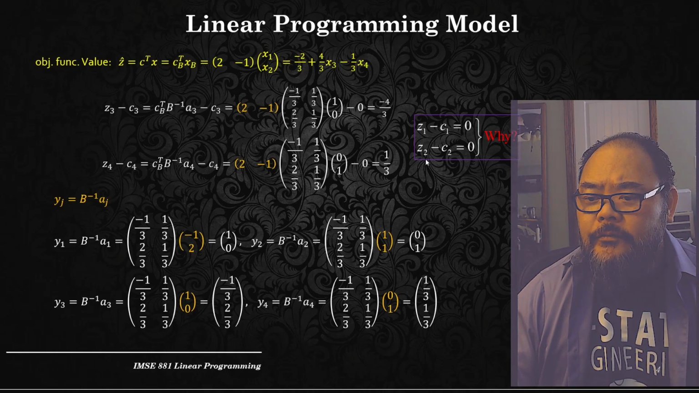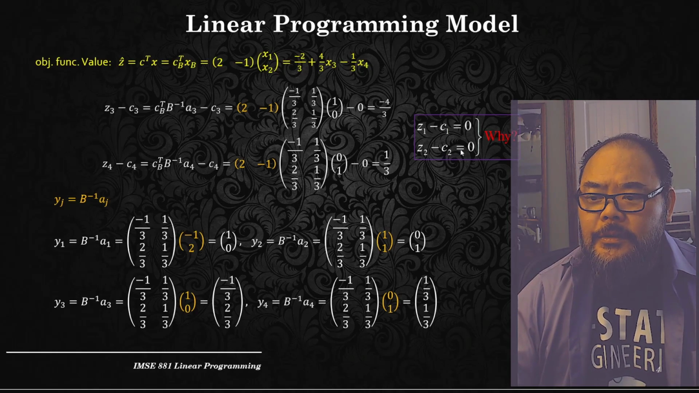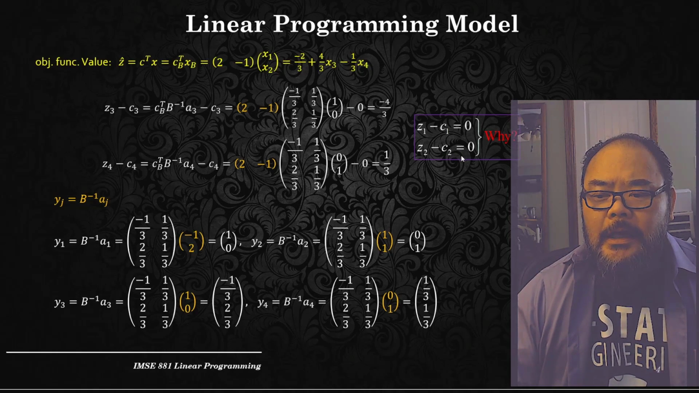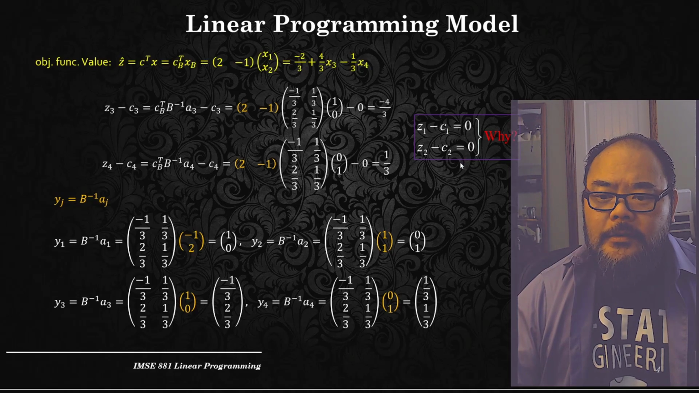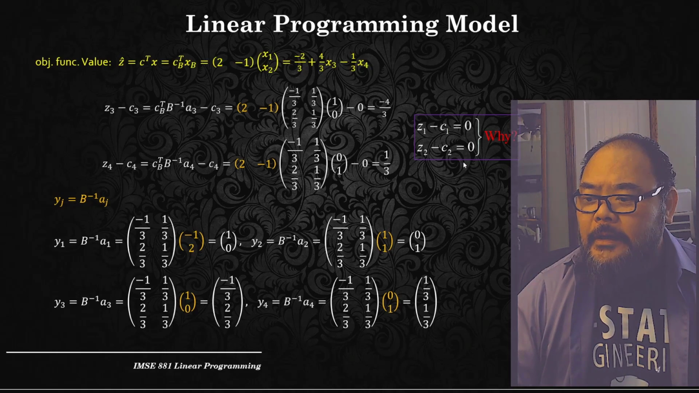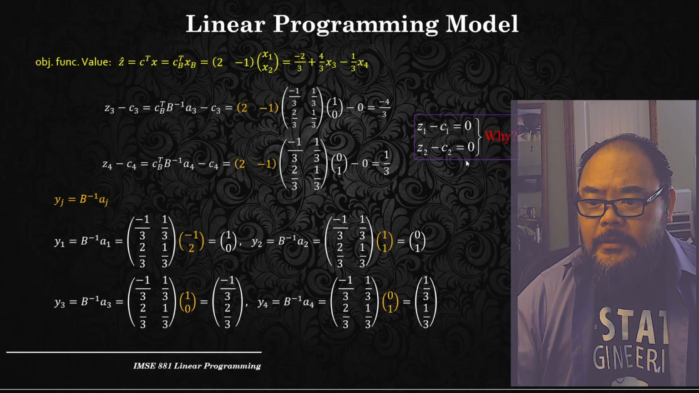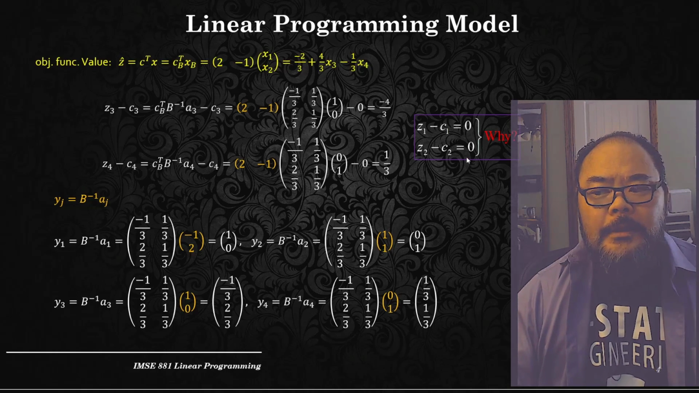Here is a question for you. Why is z1 minus c1 equal to 0 and z2 minus c2 equal to 0, for those two columns? Can you verify that? It will come up later on in our homework and some of the exam exercises.